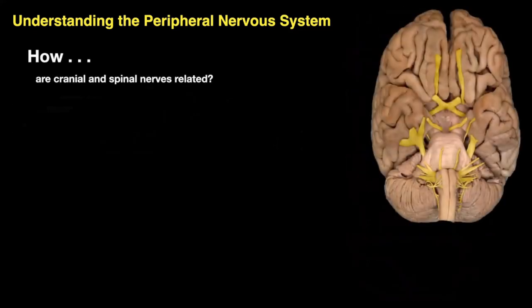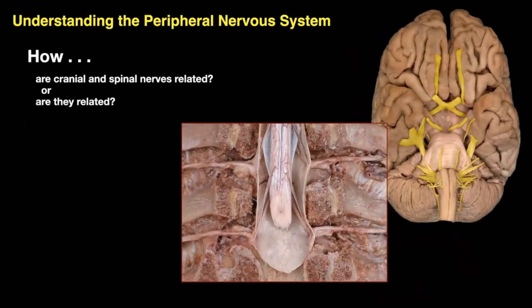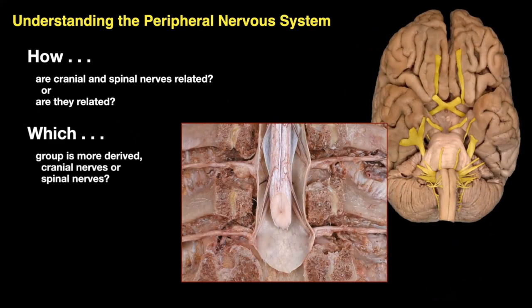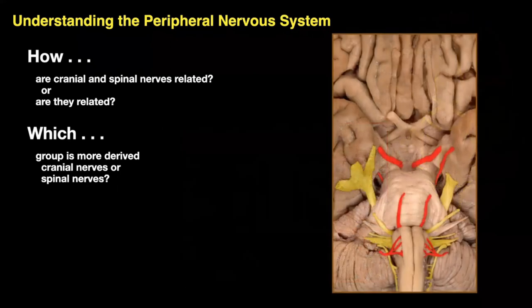I've posed a few final questions. How are cranial and spinal nerves related? Or are they? Which group is more derived, cranial nerves or spinal nerves? Now, we don't have time to do that. This is a beautiful story, just a phenomenal story. And I'm going to leave you with a little teaser, because in our HAPS conference this May, I'm going to be doing a workshop on this final part of this story.